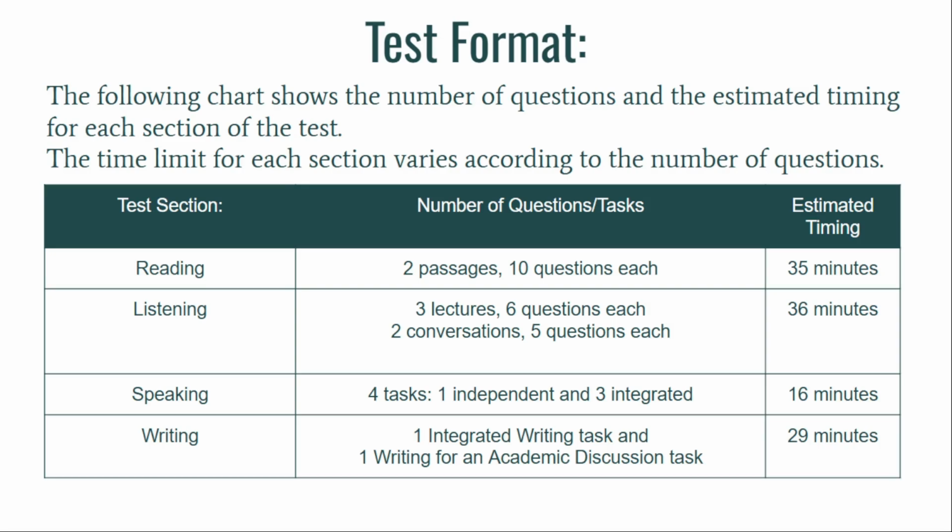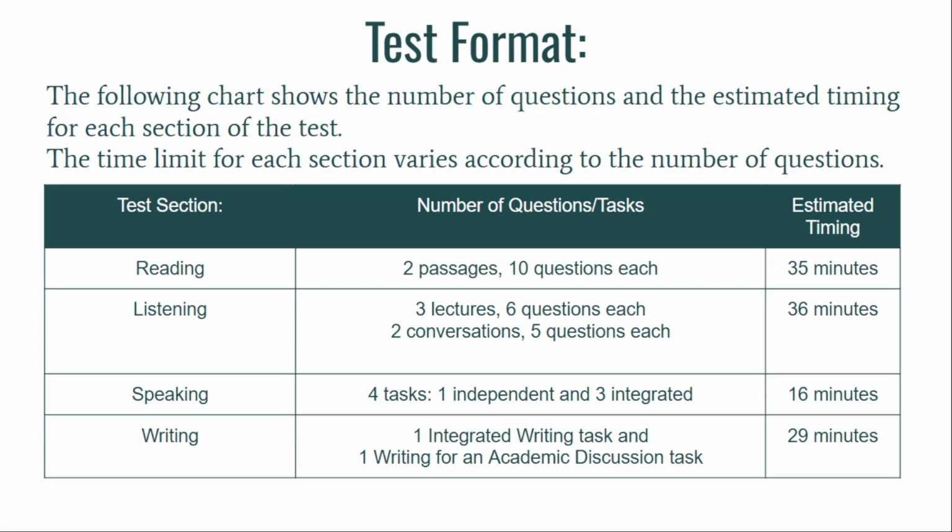Then you move to the speaking section. Your speaking section is timed around 16 minutes, and overall over here you get four tasks. The first one will be independent, and the rest of the three would be integrated tasks. And then the last and foremost skill that you have is the writing section. In the writing section you get one integrated writing task and one academic discussion task. Overall, you get 29 minutes for it. You would get 20 minutes for the first task and around 9 minutes for the second task.